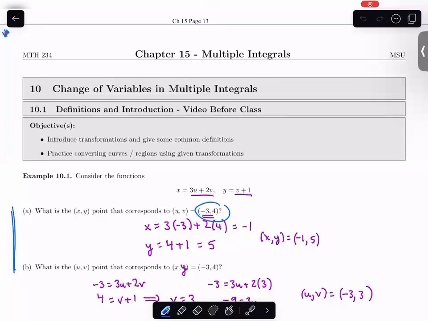Otherwise, I don't think I have anything else administratively. Any questions before we jump into our math?